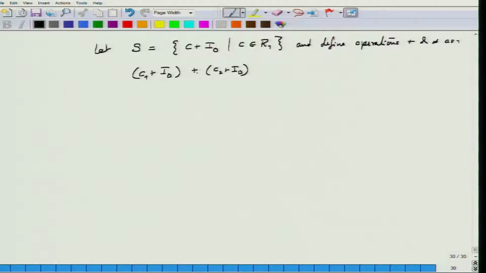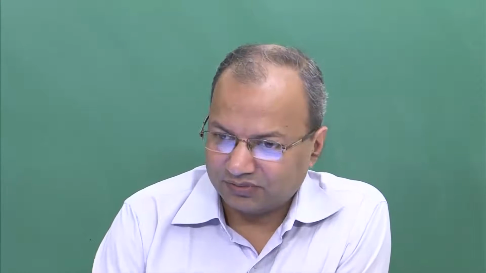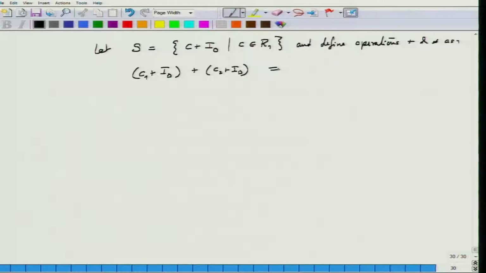Now, although I am using the plus sign here, it is being used in two ways. One is the plus within the ring R1, which is what is meant by this plus and this plus. And this is the addition of the equivalence classes. So you must keep this in mind while looking at such an expression. This is defined as simply C1 plus C2 plus I naught. So now both the pluses are within the ring R1.